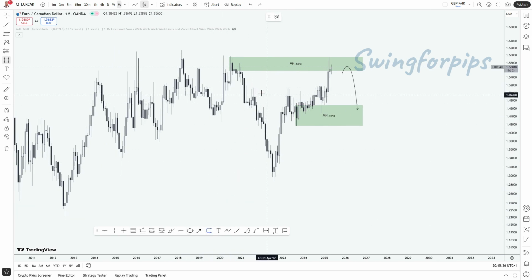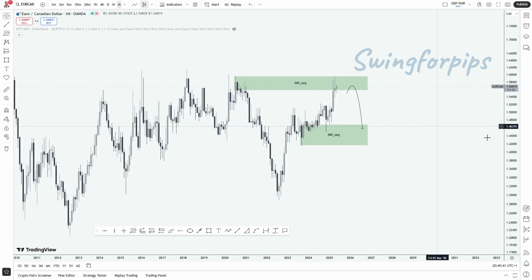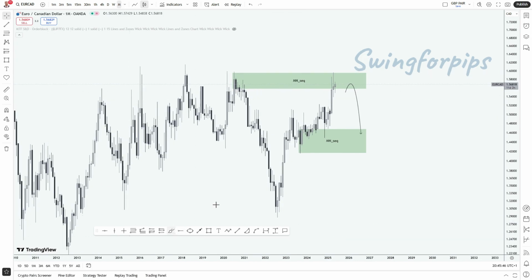right here. There's a monthly supply zone right here, indicated by this purple box. It has eliminated this zone, and now it is in a monthly supply zone which is in control. How do you know this zone here is in control? We can see that price has actually formed an exhaustion candle right here on the monthly time frame, by this pin bar right here.